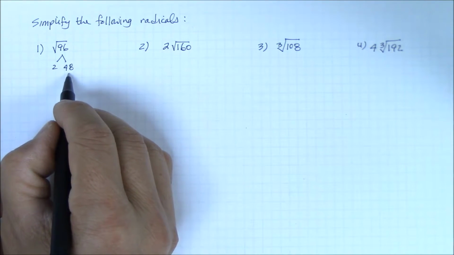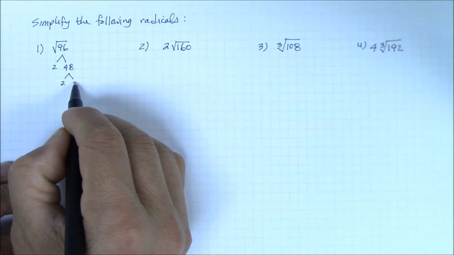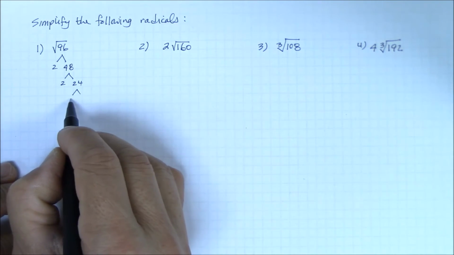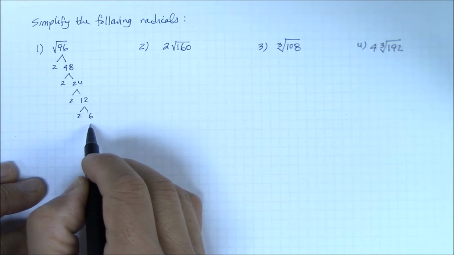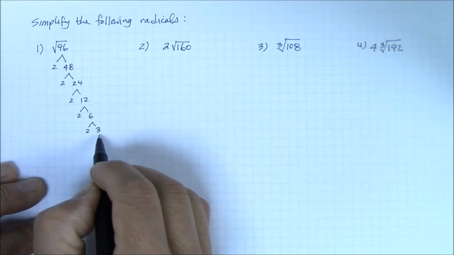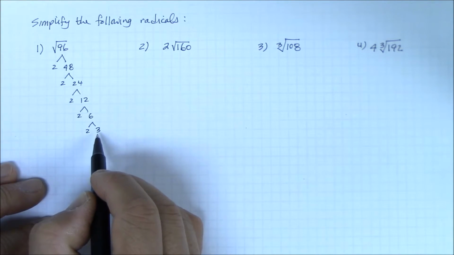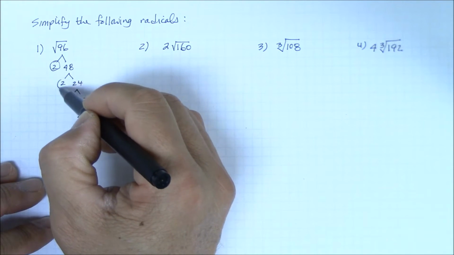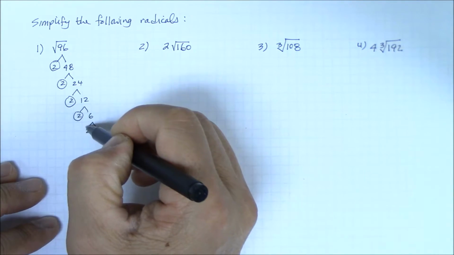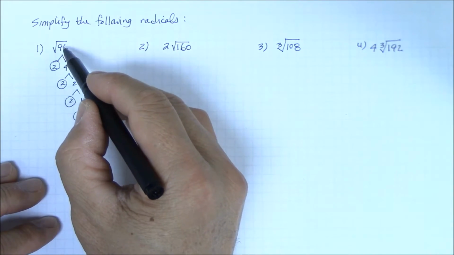And you could further break that down. Again, 48 is an even number, so 2 goes in there as 24. And 24 is 2 times 12. 12 is 2 times 6. And 6 is 2 times 3. And you stop because we have come down to the last prime number. And you realize, wow, we need to multiply these prime numbers together to get a total radicand of 96.